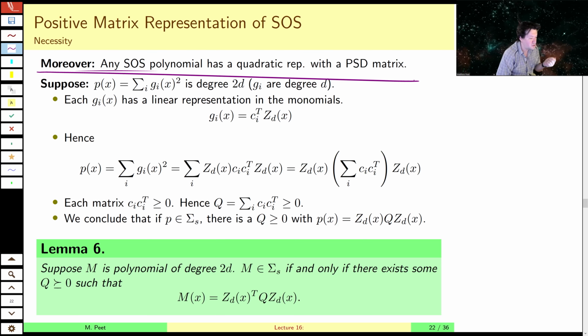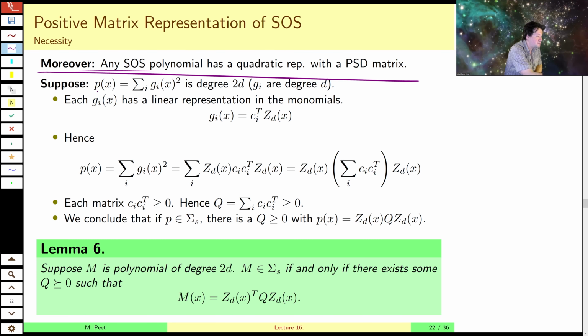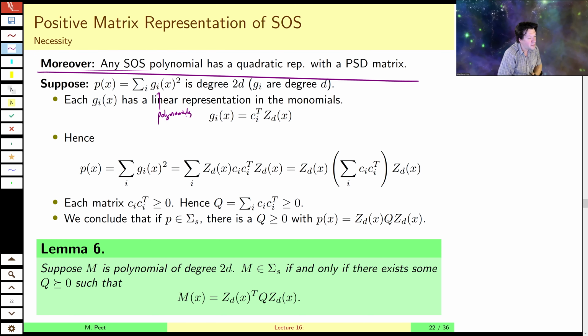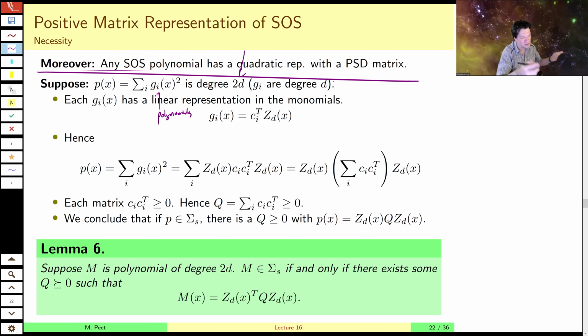To show that any sum of squares polynomial has a quadratic representation with a positive matrix, it's really quite simple to prove. We just say, well, if P has a sum of squares representation, then I can write it down as a sum of squares of polynomials G_i, for some polynomials G_i. Where presumably if P has degree 2D, then the G_i's will have degree D, because you're squaring them, so it can't have higher degree than that.